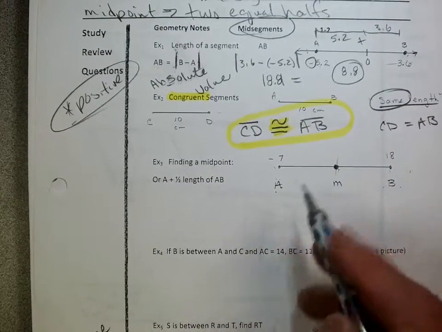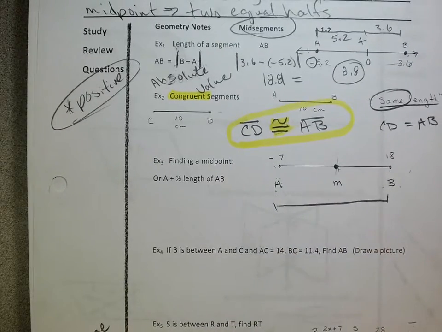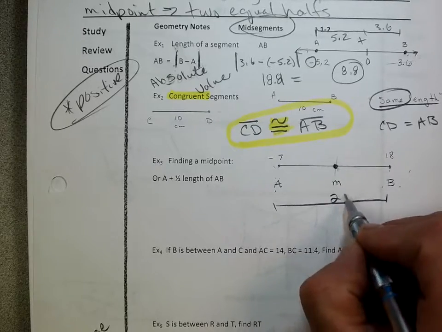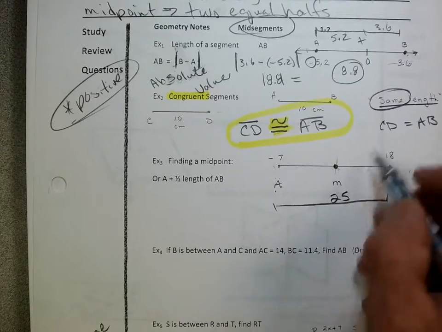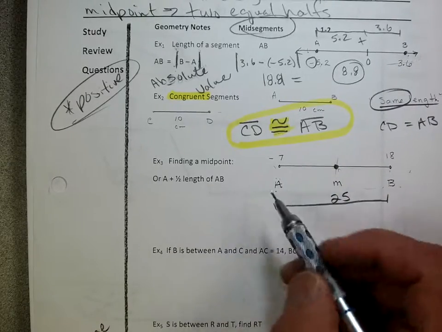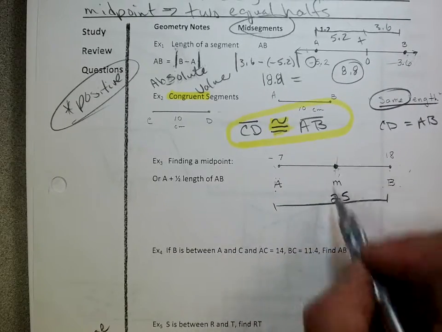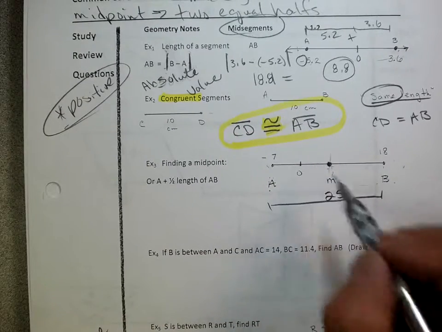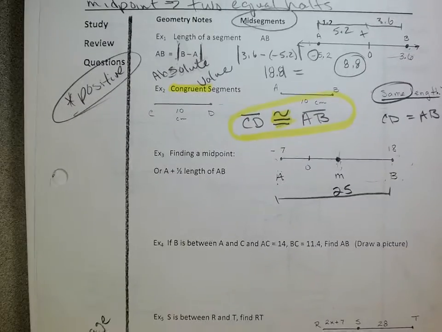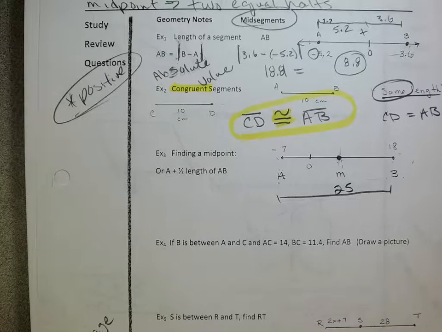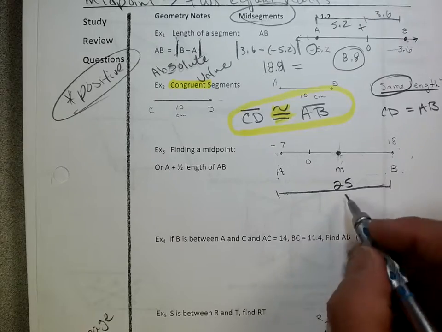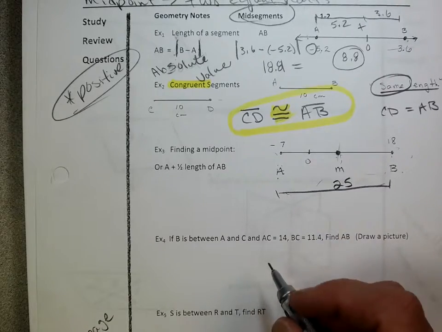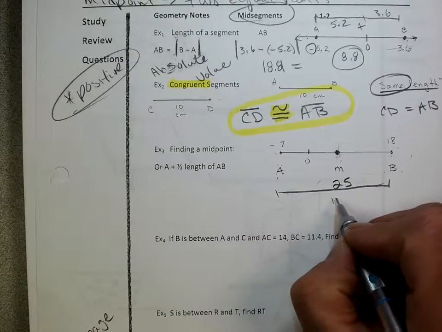So what is the total length here? Anybody know what that is? 25? Okay, Keisha says 25. I agree because she went 18 plus 7, right? So to get the full length, zero's in here somewhere, zero might be right about here. So the length is 25. So the midpoint's got to be in the middle. What's half of 25? Half of 25, 12 and a half, right?